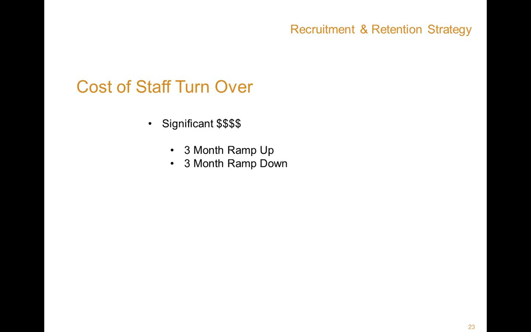And so when I think about it all in all, it ends up translating into between 3 and 6 months of lost productivity in your budget. And so that's why each one of those components in terms of the retention and recruitment strategies are critical from my perspective, as it has a significant impact on your budget.